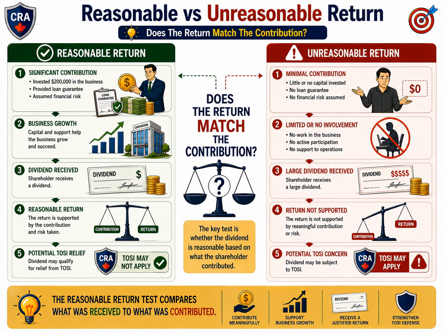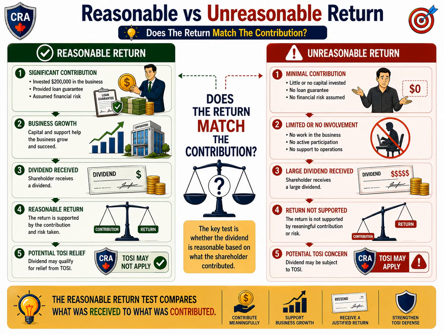On the right side, we see a very different fact pattern. Here, the shareholder contributes little or no capital, assumes little or no risk, and has limited involvement in the business. Despite those minimal contributions, they receive a large dividend. This creates a potential problem. When the return is not supported by meaningful contributions, the CRA may question whether the dividend represents a reasonable return. The weaker the connection between contribution and reward, the greater the likelihood that the TOSI rules may become relevant.